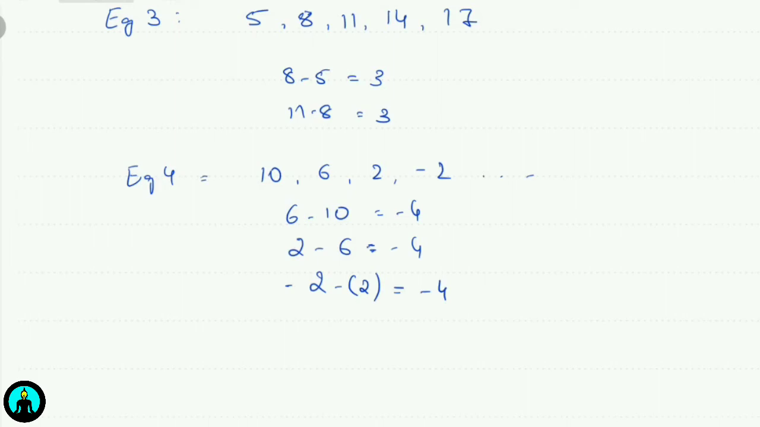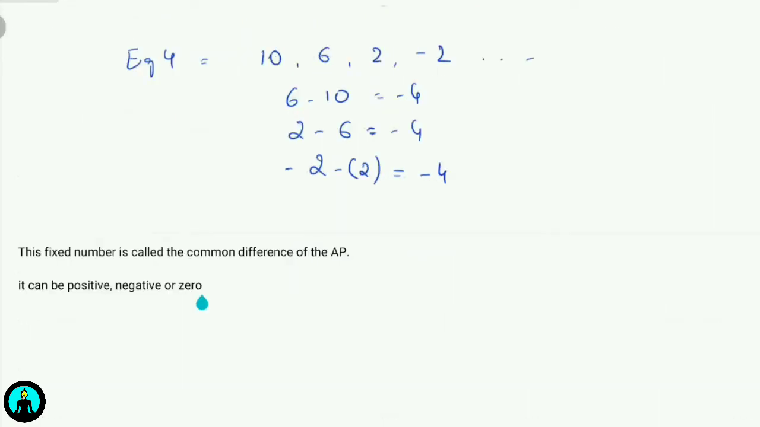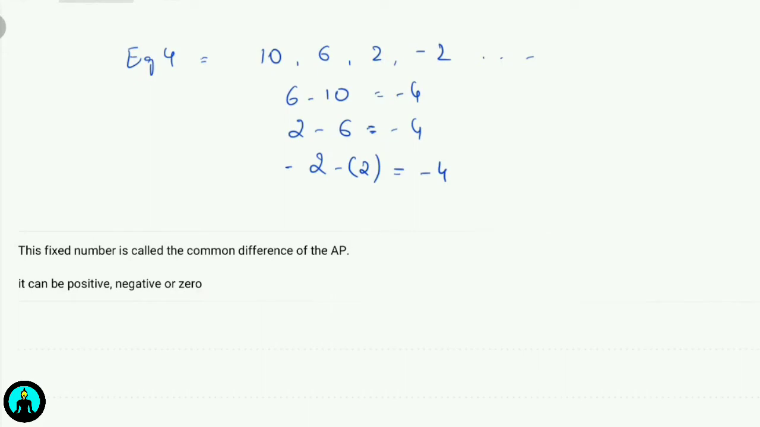In all these examples, the fixed number is called the common difference of the AP. AP is nothing but arithmetic progression. It can be either positive or negative. So in example 4, the common difference is negative. In the rest of the examples, the common difference is positive.